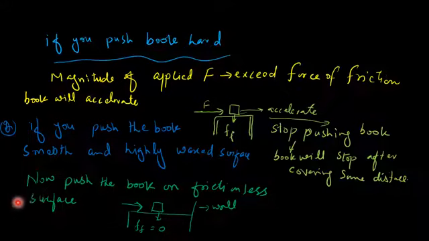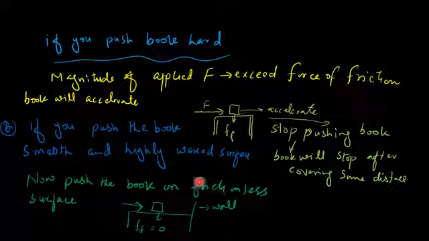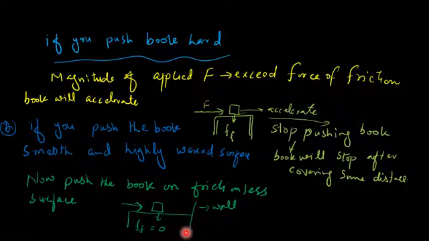But when we repeat this experiment with a highly polished and frictionless surface, frictionless here means that there is no force of friction. Now the force of friction is equal to 0. When there is no force of friction, you can keep the book in motion just by applying a small force until it hits the wall or any other obstacle on its way.